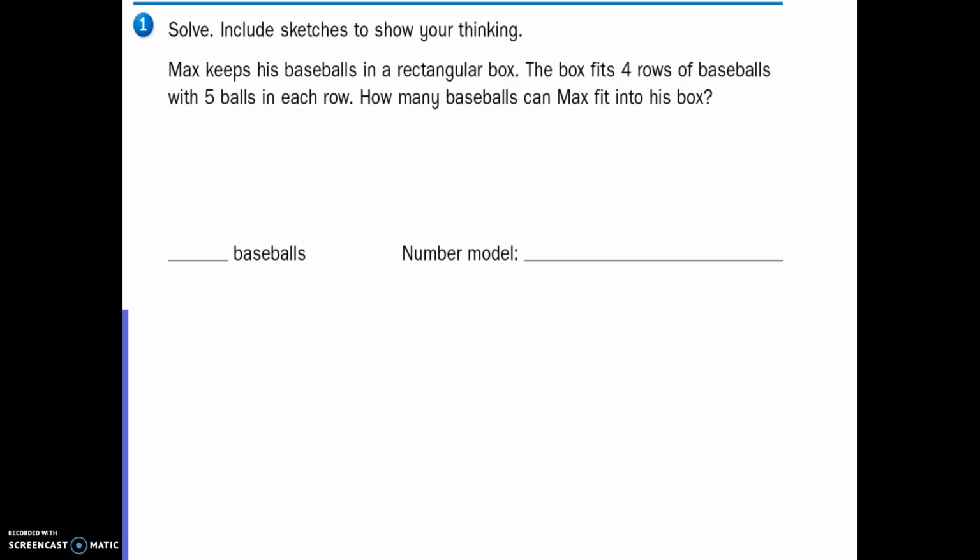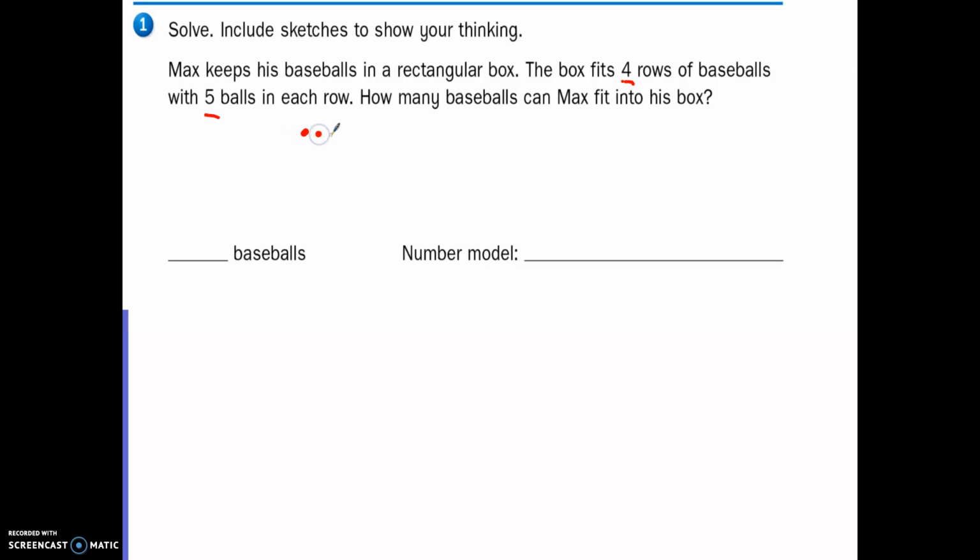Max keeps his baseballs in a rectangular box. The box fits 4 rows of baseballs with 5 balls in each row. How many baseballs can Max fit into his box? Well, let me try that. Here we go. So let's see with our information. There's 4 rows and there's 5 balls in a row. And I know that balls are round. So I am just going to make 5 balls in a row.